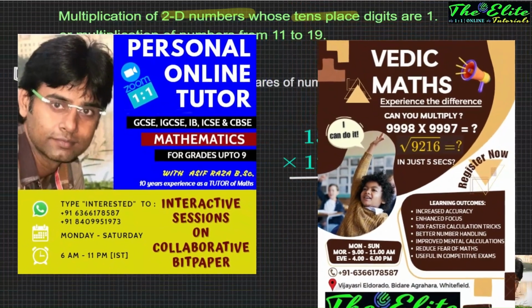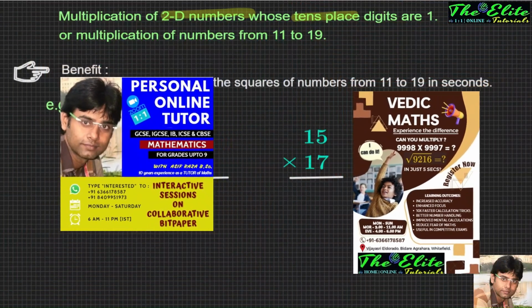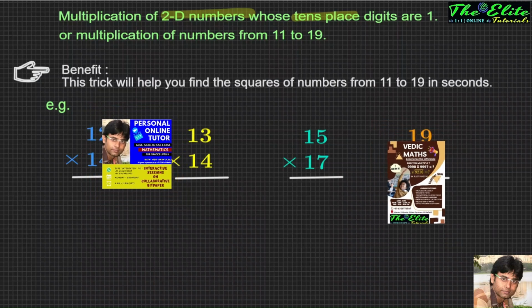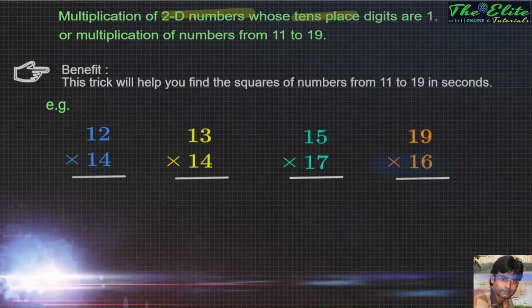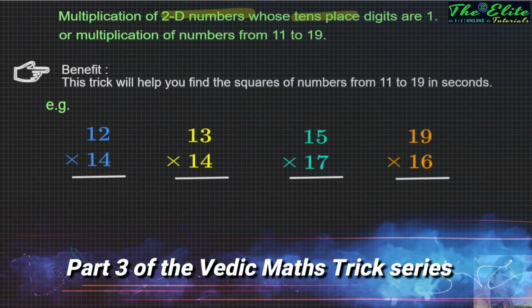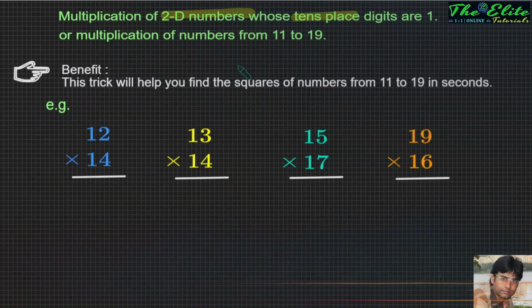Hello students, in the series of videos based on Vedic Maths tricks, this is the third video, and in this video we are going to learn multiplication of two-digit numbers whose tens place digits are 1. For example, 12, 14, 13, 15, 17, 19 and 16. So these numbers actually are from 11 to 19. So it is already written that multiplication of numbers from 11 to 19.